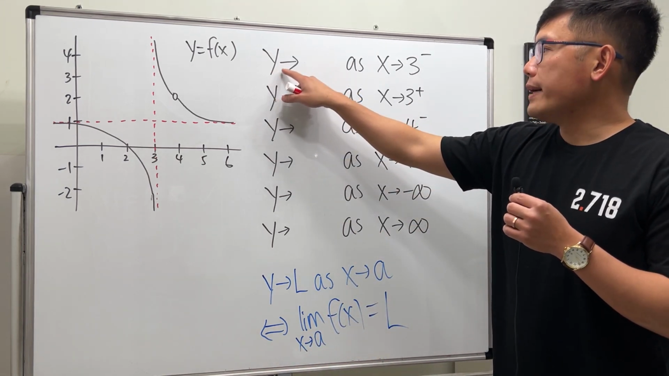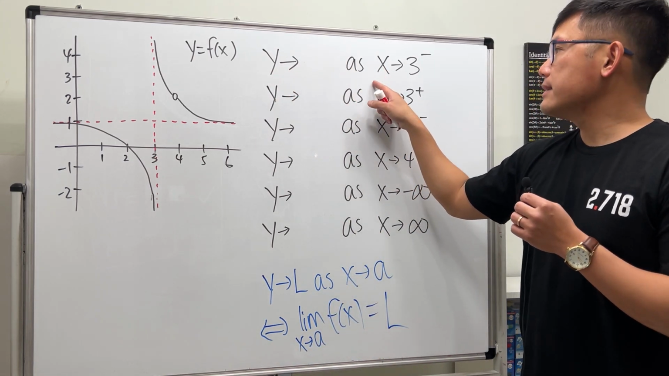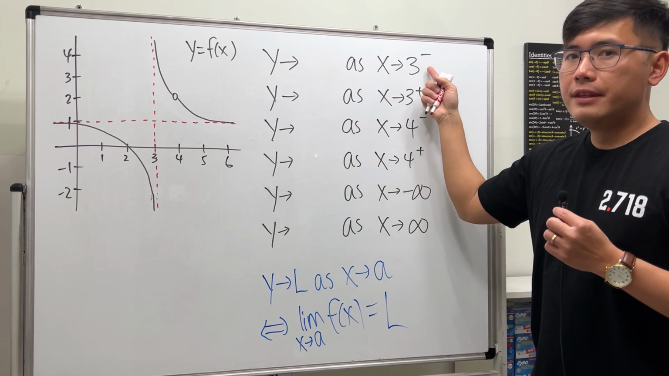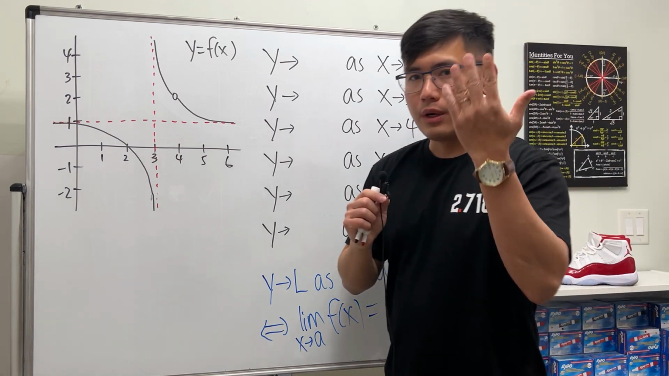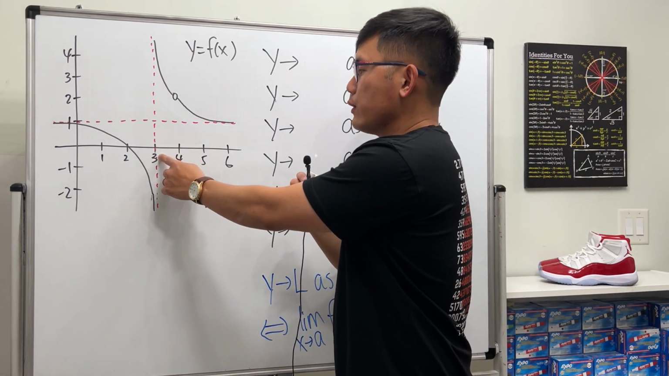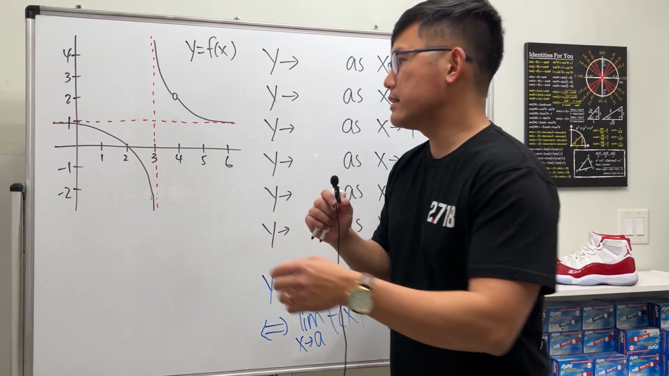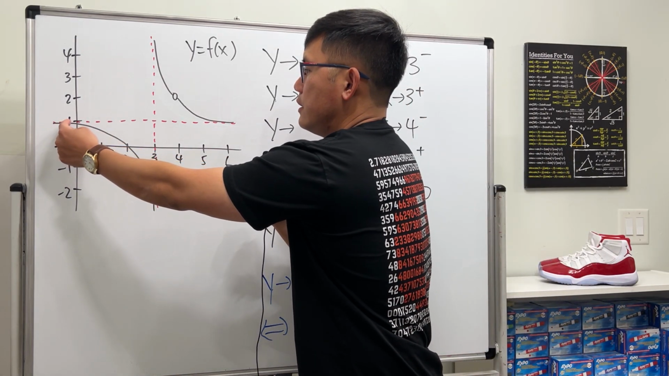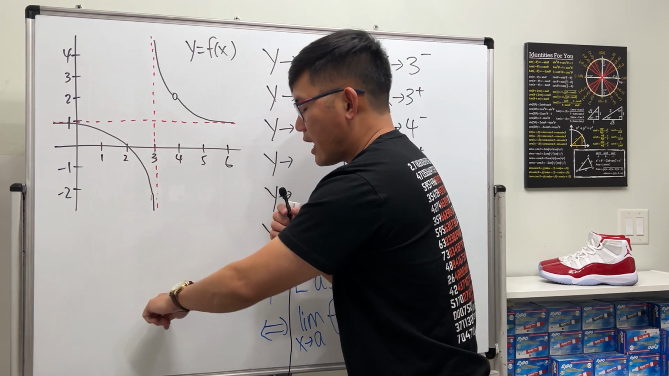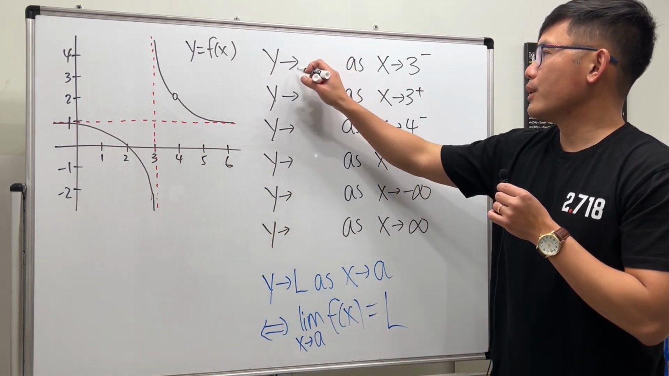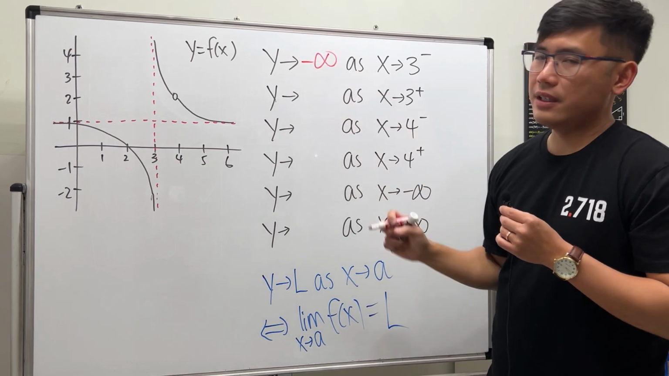First, we are going to figure out y is approaching to what, as x approaching 3 minus. This means we are going towards 3 from the left-hand side. So we can use our left hand, and you see that the x value 3 is right here, and just kind of trace the curve. You see that the curve, when you approach 3, actually goes straight down. Therefore, the y value goes to negative infinity.